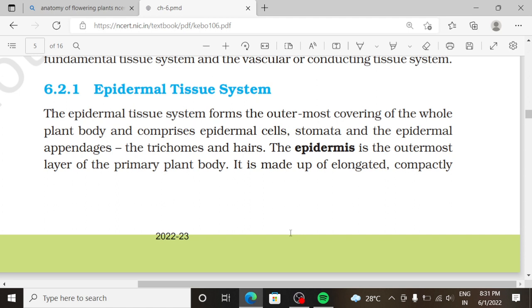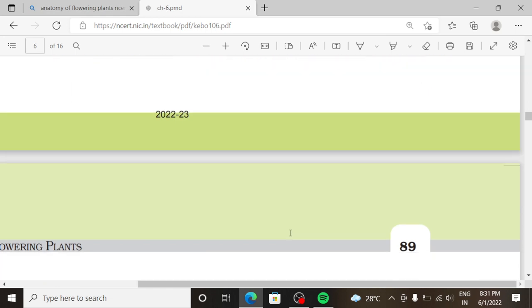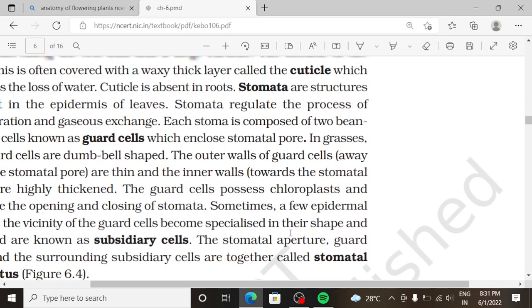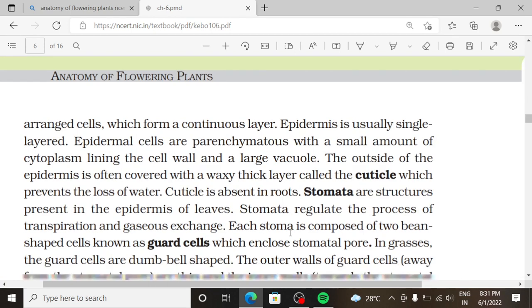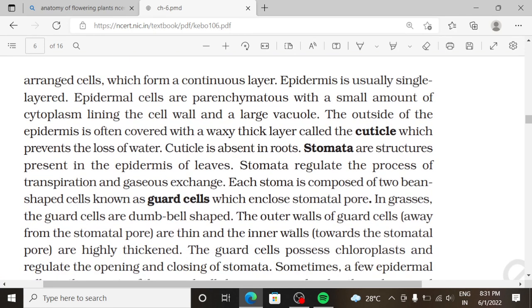Epidermal tissue system. The epidermal tissue system forms the outermost covering of the whole plant body and comprises epidermal cells, stomata and the epidermal appendages, the trichomes and hairs. The epidermis is the outermost layer of the primary plant body. It is made of elongated, compactly arranged cells which form a continuous layer. Epidermis is usually single-layered.